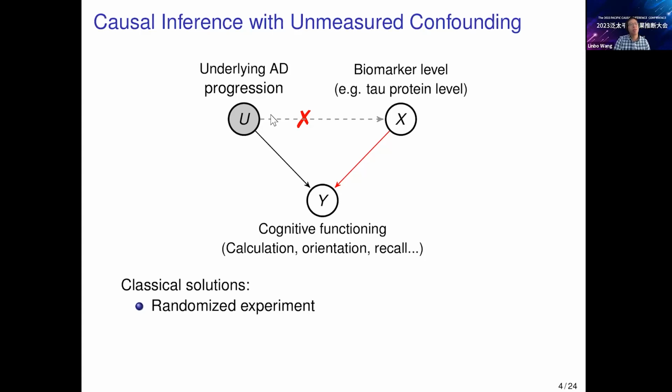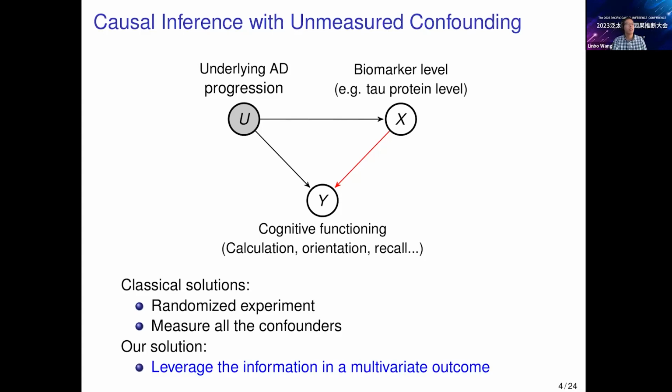There are different ways to deal with unmeasured confounding. The gold standard is to have a randomized controlled experiment, but we know that we cannot randomize the disease progression here, so this is not an option. Another assumption that people often make is that we have measured all the confounders. It's true that we can measure AD progression through pathology, but we cannot do pathology when people are still alive. Instead, what I'm trying to introduce in this talk is a new framework for making causal inference to deal with unmeasured confounding by leveraging the information in the multiple outcomes we have.